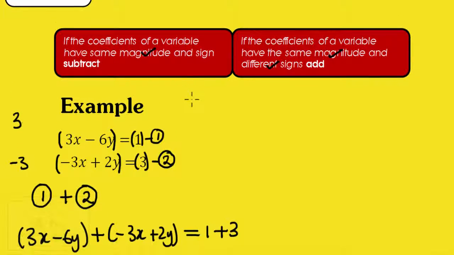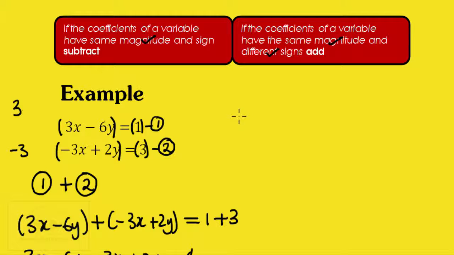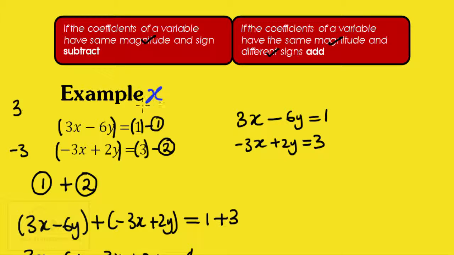Now say we go back to the original equations, which are 3x minus 6y equals 1, and minus 3x plus 2y equals 3. Now this time, I want to eliminate the variable y. I don't want to eliminate x. In the first example, x was the variable we eliminated. In this example, y is the variable we wish to eliminate.